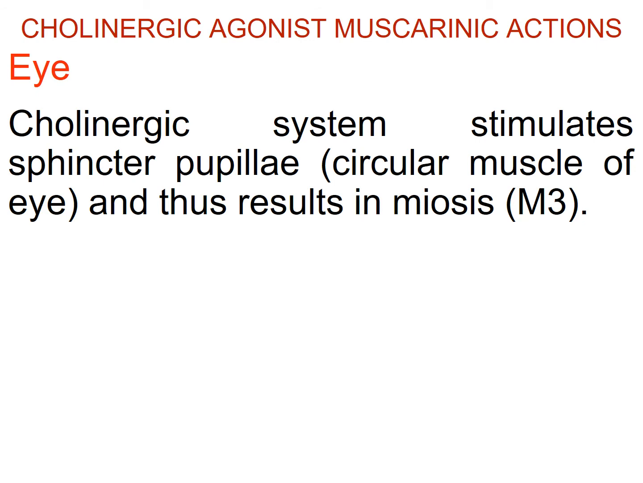Next is the effect on the eye. The cholinergic system stimulates the sphincter pupillae muscles of the eye, causing the circular muscles to contract and leading to miosis through M3 receptors.